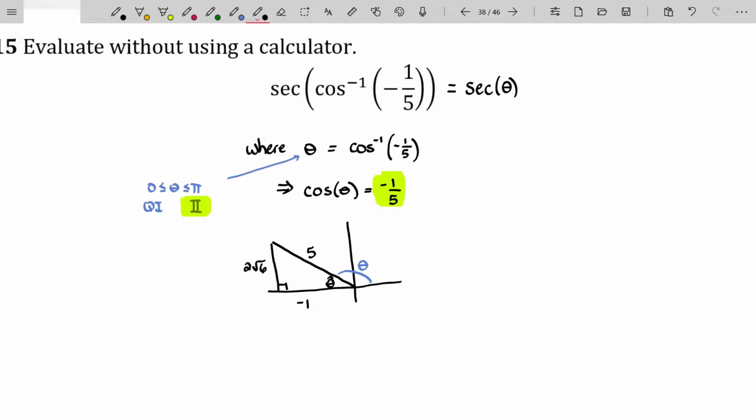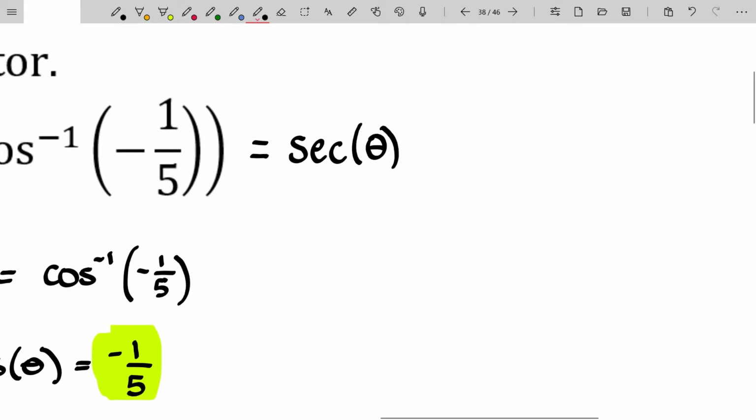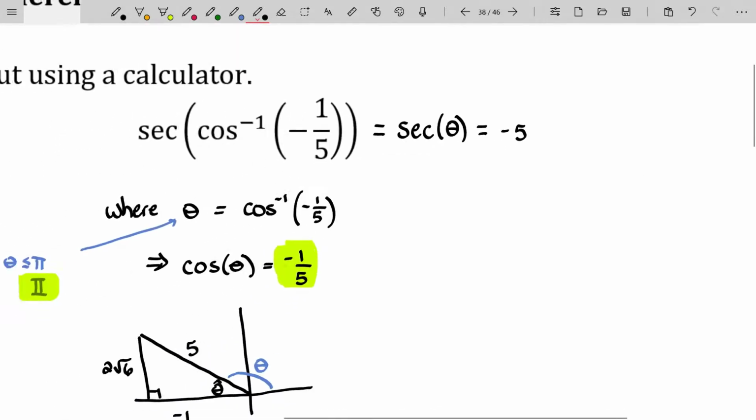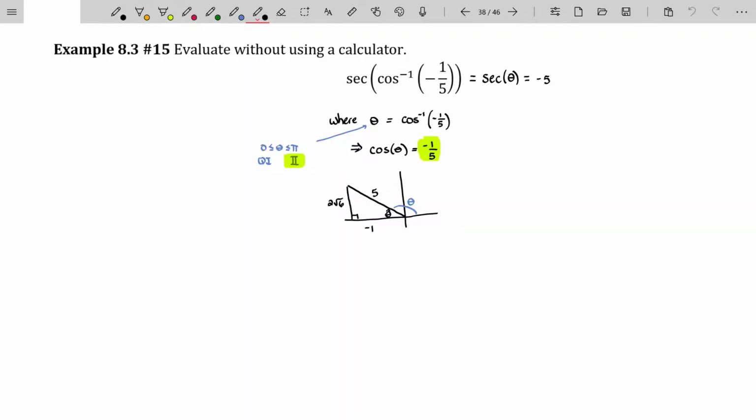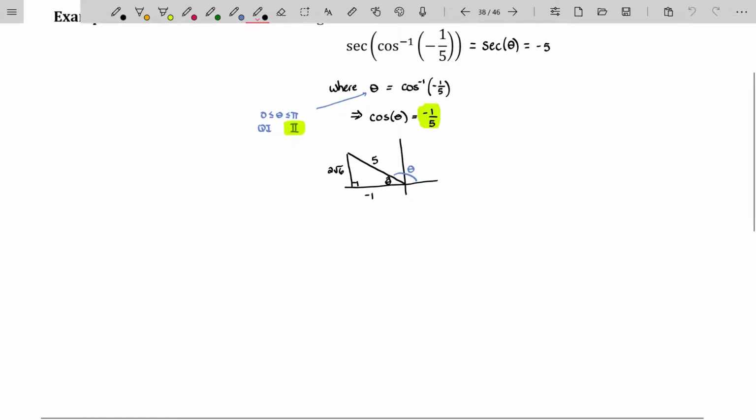The secant is hypotenuse over adjacent, the hypotenuse being 5, the adjacent being -1, and so this would be a -5. Now, I find that that problem is not enough to really drive home the point of those negative ratios. So, trig functions of inverse trig functions of negative ratios. I don't have another one next, so I'm going to make up a problem like this.